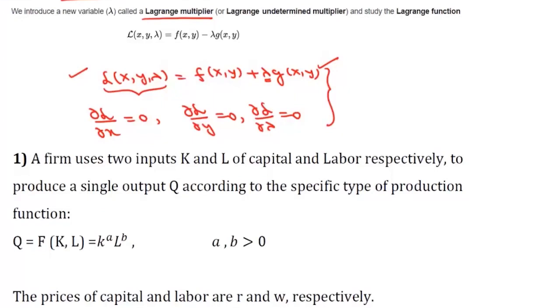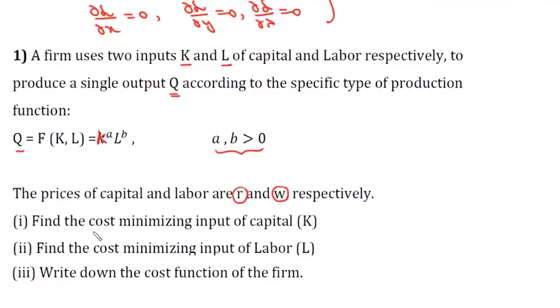So we'll take up an example from microeconomics and try to apply Lagrange's method to an optimization problem. Say, for example, we are given that a firm uses two inputs, K and L, of capital and labor respectively, to produce a single output Q according to the production function Q equals K to the power a and L to the power b, where a and b are greater than 0. We are also given that the prices of capital and labor are R and W respectively. We need to find the cost-minimizing inputs of capital K and labor L.